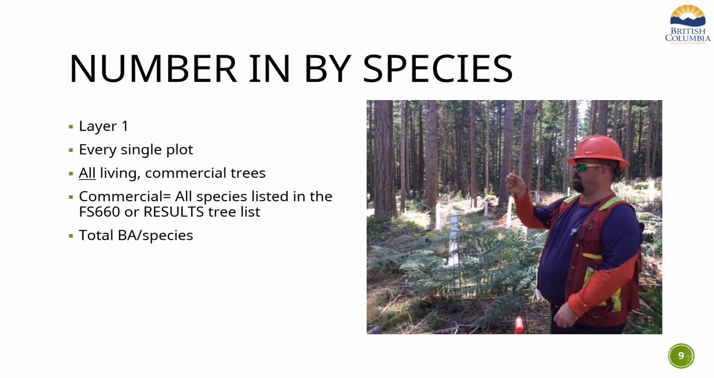Now, if you have a multi-layer stand, you need to handle the layer 1 trees differently. The provincial VRI, the Vegetation Resource Inventory, bases species composition off basal area for mature trees, so we need to align with that. So when you're collecting data in a multi-layer stand, you need to do a basal area sweep and record the number in by species at every plot. And like the last slide, you're counting all in trees, so all species, all quality, all levels of vigor.